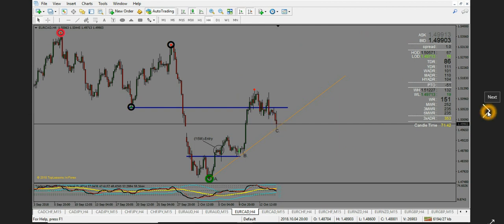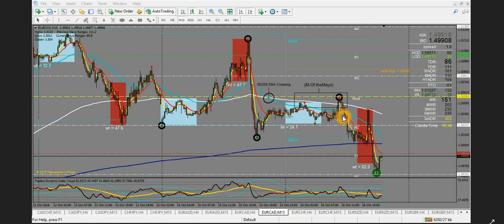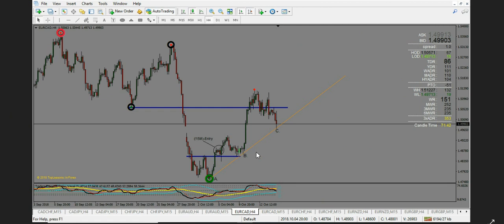So we would have taken this trade immediately, taken it as a sell, and then closed it when it came to test the support trend line. The support trend line was a take profit guidance. So that's how I play the 50, 200 and 800.